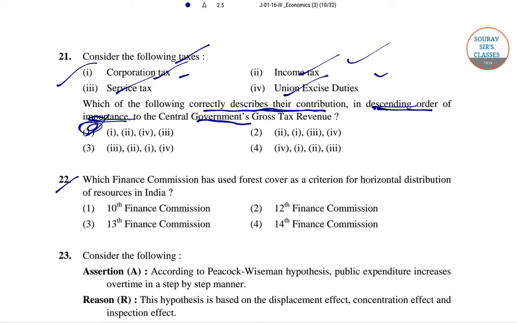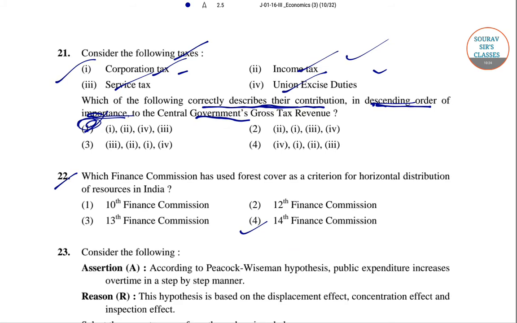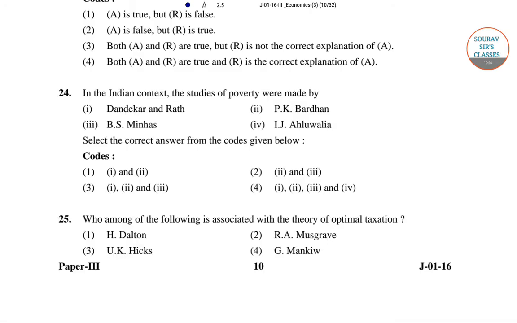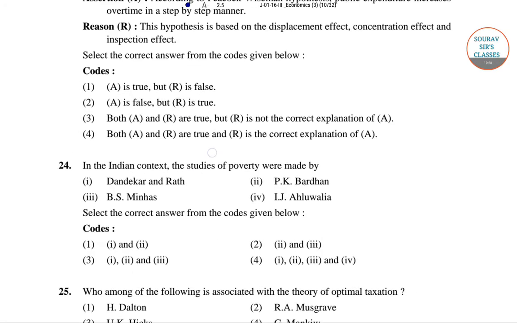Now we'll come to question number 22. Which finance commission has used forest cover as a criterion for horizontal distribution of resources in India? Out of 4 options, we know the right answer would be option 4. And then we'll go to consider question number 23.